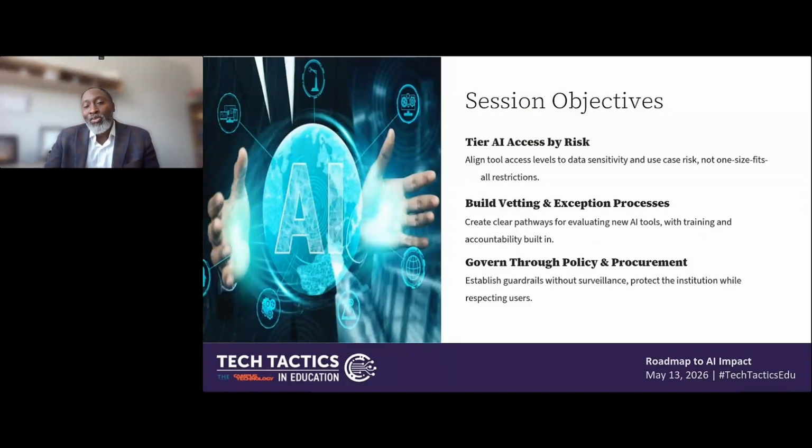So objectives for today in this session, we're going to touch on how we at Columbia International use a tiered approach to vet AI risk, and more specifically with Gen AI tools. We're going to talk about how we went about building the vetting and the exception process for our AI governance. And we'll also touch on some of the policies and the other processes, for example, procurement, that we have this AI governance embedded in.